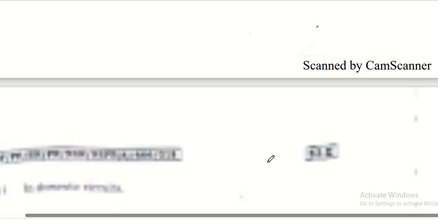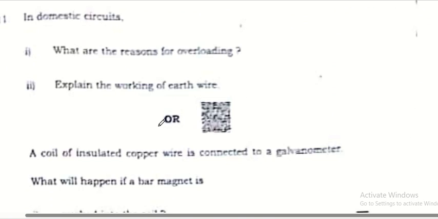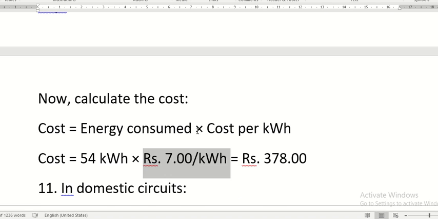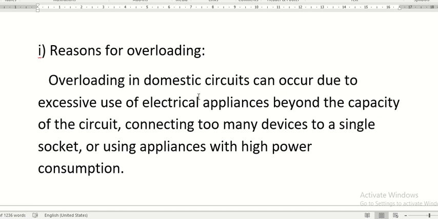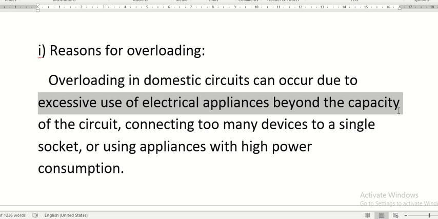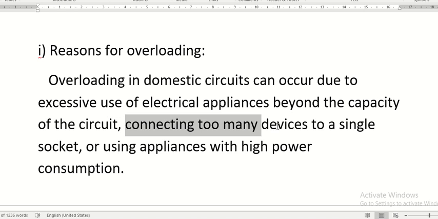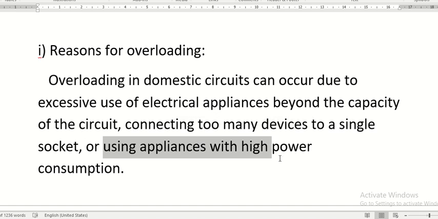So then we move on to the next question. What are the reasons for overloading? Explain the working of the earth wire. Here, overloading in a domestic circuit can occur due to the excessive use of electric appliances beyond the capacity of the circuit, and also connecting too many devices to a single socket, or using appliances with high power consumption. These are the reasons for overloading.